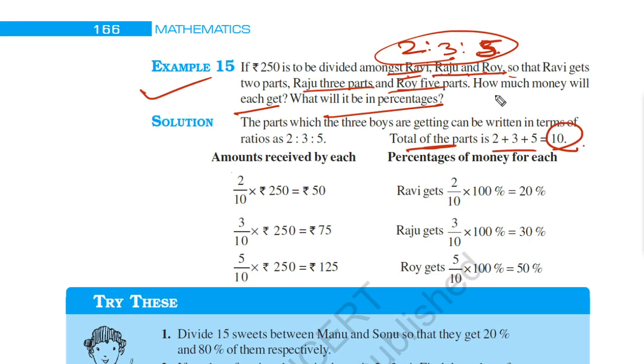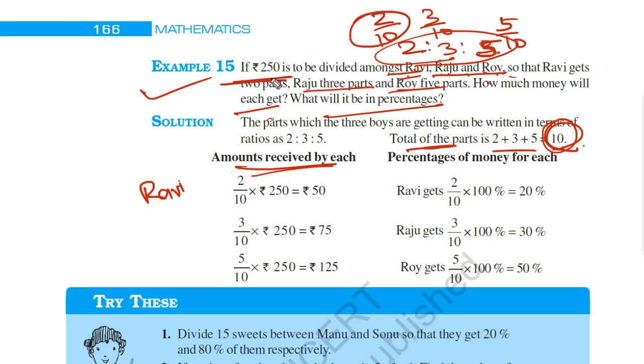Now what do we have to find? First we have to find how much money each will get. Before we move to how much each will get, we will see what fraction each will get. Now you can see total part is 10 parts. So Ravi will be how much? 2 by 10. Similarly, Raju will be 3 by 10 and Roy will be 5 by 10. Isn't it? So the money that each will receive, for Ravi, is 2 by 10 into total money 250, that is equal to 50.